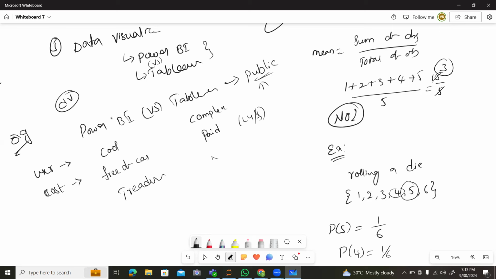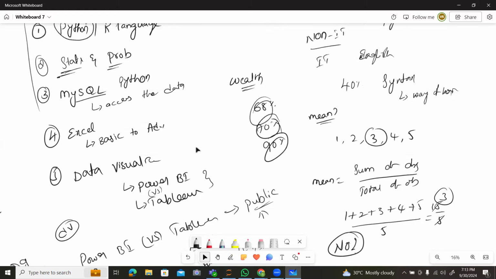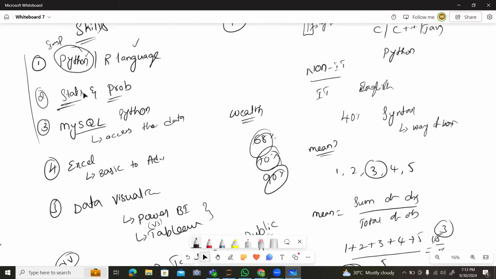If you know these five technical skills we have mentioned, Python, Stats and Probability, MySQL, Excel, and a data visualization tool, either Power BI or Tableau, you will become a data analyst. A data analyst is a person who works completely on the data: cleaning the data and working on the visualization part.